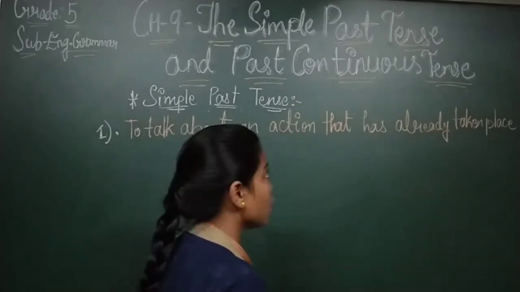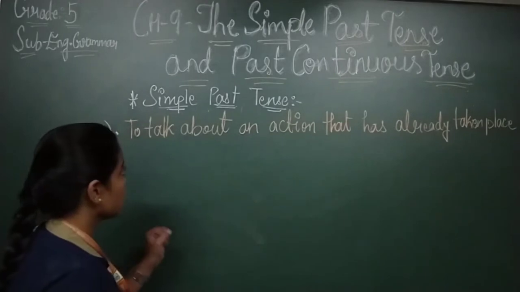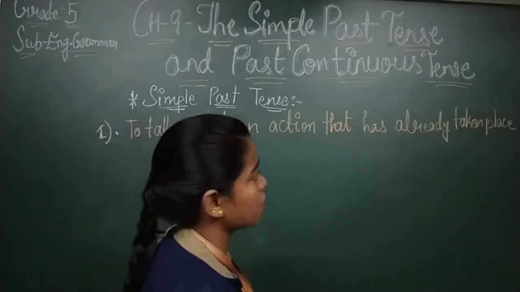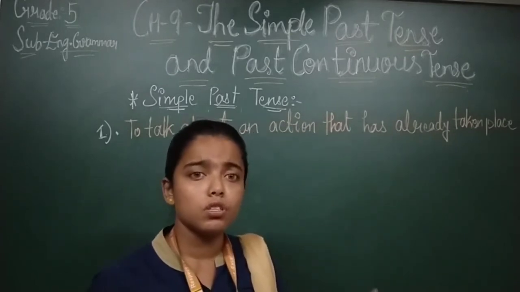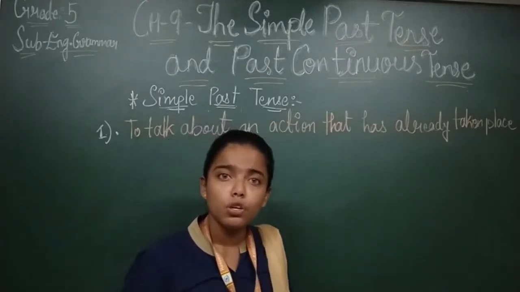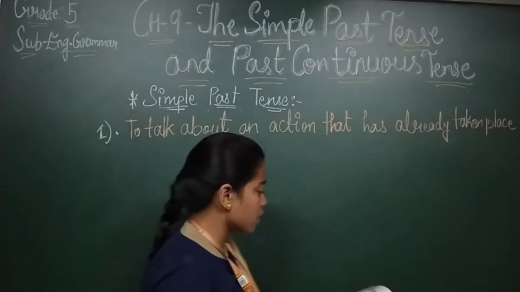So the first point of the simple past tense is to talk about things that have already taken place. That means something that happened a long time ago, right? So let's see one example, students.